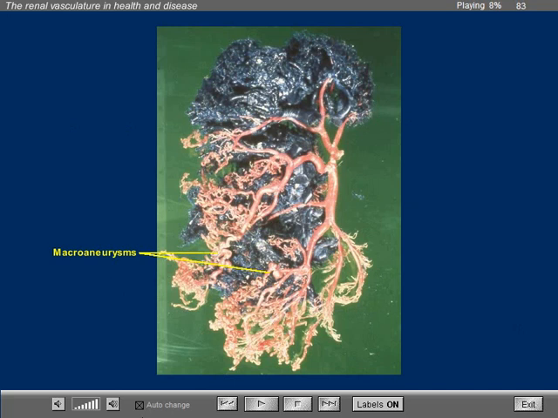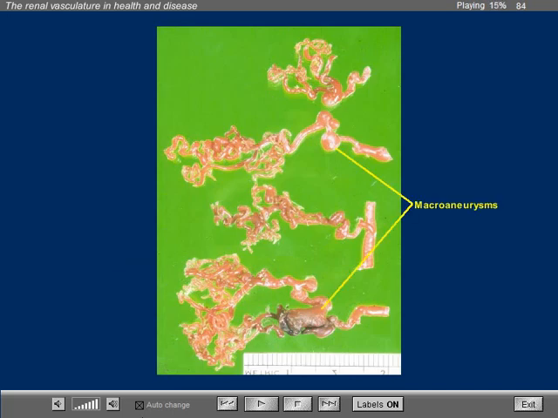This is a unique cast corrosion preparation. To me, it is the only one ever made of an angiomyolipoma, which shows the hypervascularity of the angiomyolipoma. And on close inspection, one can see the tortuosity of the intrarenal arteries and the macroaneurysms. In these casts of renal arteries, the macroaneurysms are apparent. And to me, this is the pathognomonic sign of an angiomyolipoma.